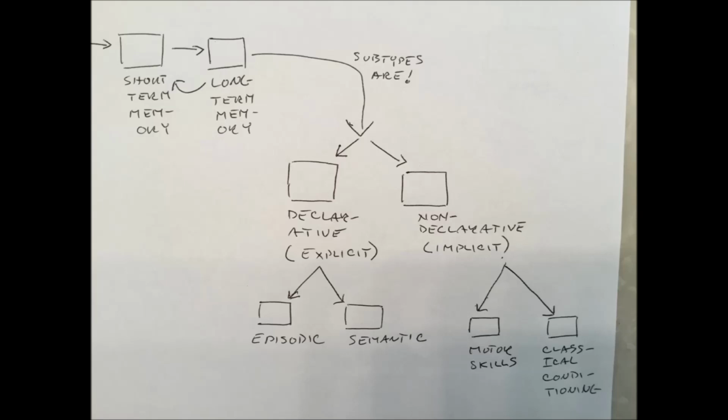Let's talk about what these terms mean. Declarative. You think about the word sentence. Sentences or statements are declarations that people can make. And there are some memories that we can make statements about. We can state them out loud, or if you prefer, we can state them silently to ourselves.